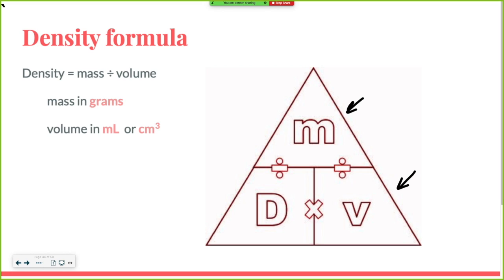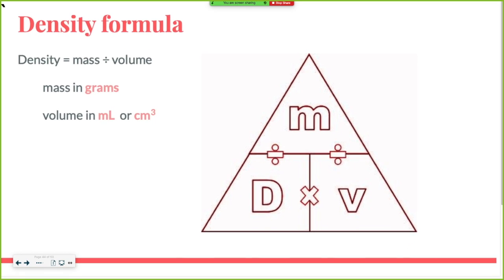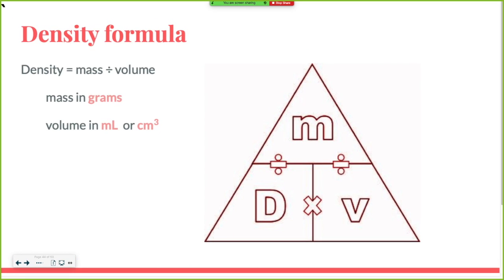Mass per volume. So mass is mostly measured in grams, and volume is typically going to be measured in milliliters or centimeters cubed. Depending on what somebody's measuring the density of, sometimes you'll see liters, sometimes you'll see kilograms. So it depends what somebody's measuring the volume of, what the most standard unit is going to be. But what you're going to see the most is grams per milliliter and grams per centimeter cubed.